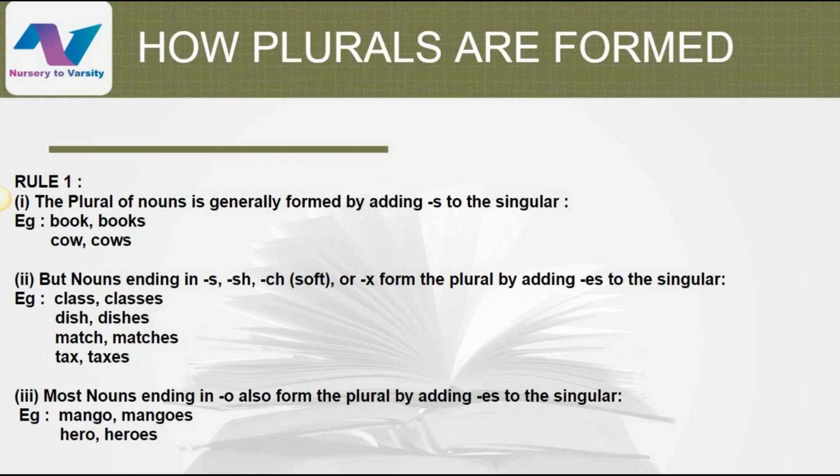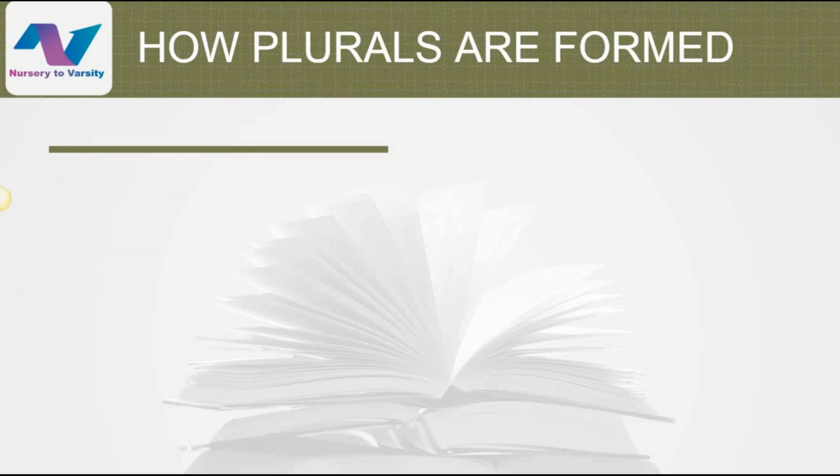Moving on to the next one. Most nouns ending in o also form the plural by adding es to the singular. Now you can see that this rule is basically an addition to the previous rule. Or I can say all the rules in this tutorial are going to be an addition or an exception to the previous rule. According to this rule, any noun ending with o gets converted into plural by adding es to it. For example, mango, ending with o, I'll add es and say mangoes. Then hero to heroes, and that's how it goes.